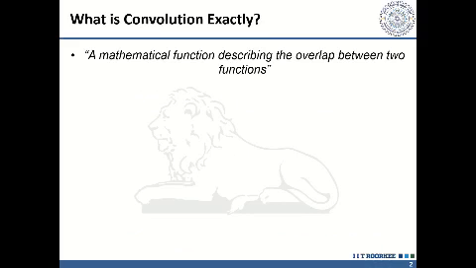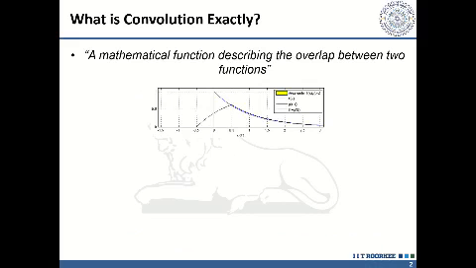What are convolutions? In its essence, a convolution is a mathematical function that is used to describe the overlap between two functions. In graphical form, it may look something like this. Here are two functions shown in red and blue, and as the area overlap between them increases and decreases, the output function, which is the convolution of these functions, increases and decreases as shown.